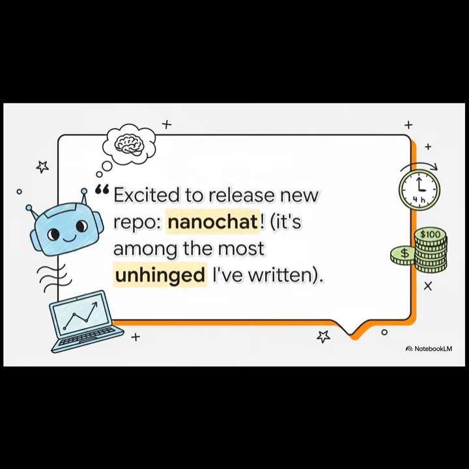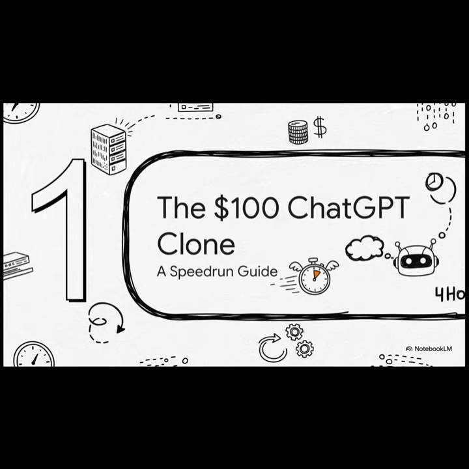So, who is the brain behind this whole thing? None other than Karpathy, a true legend in the AI world from his time at OpenAI and Tesla. He calls his project nanochat, and, I love this, describes it as unhinged. That's exactly the kind of energy you need when you're trying to pull off something this wild. So let's get into the guide itself.